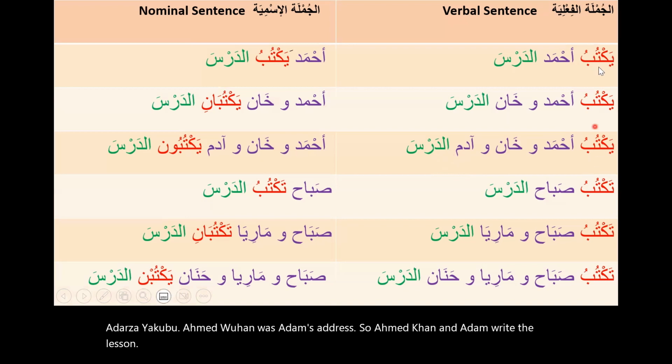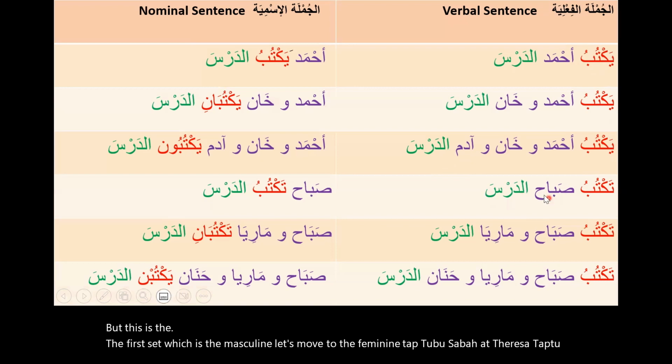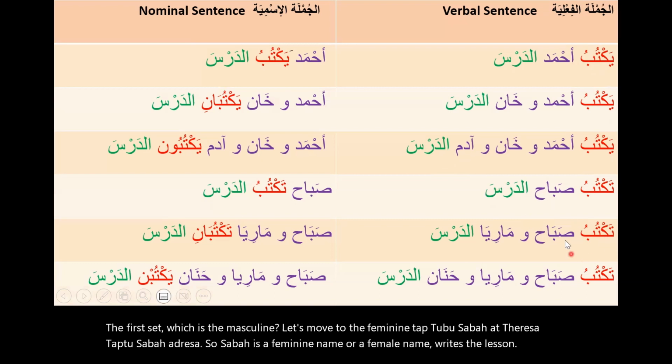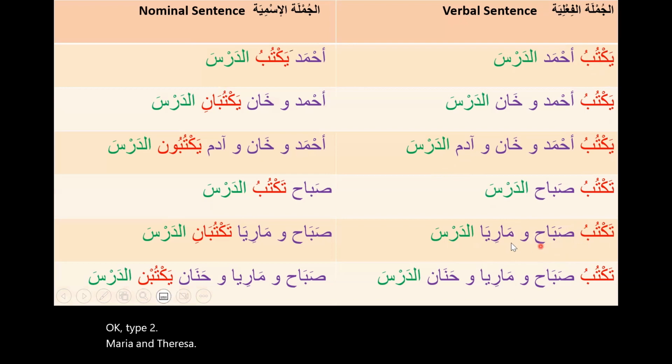But this is the first set, which is the masculine. Let's move to the feminine. تكتب صباح الدرس. صباح is a feminine, or female, name. Sabah writes the lesson. Okay. تكتب صباح وماريا الدرس. So Sabah and Maria write the lesson. Let's move to the plural feminine.